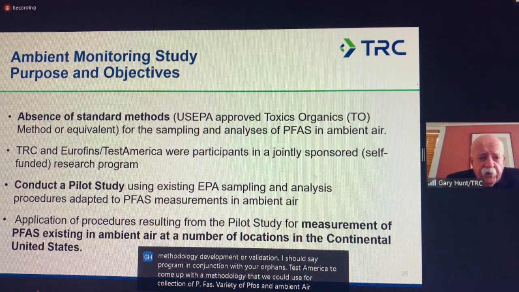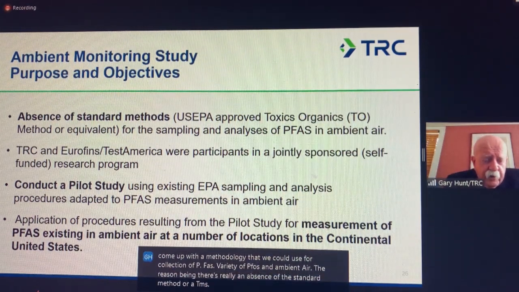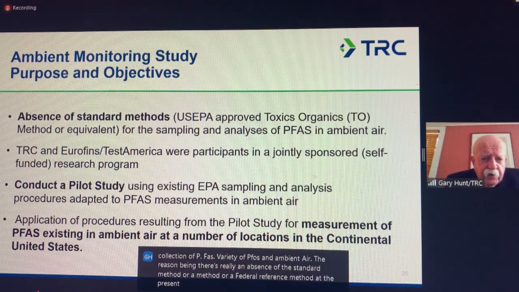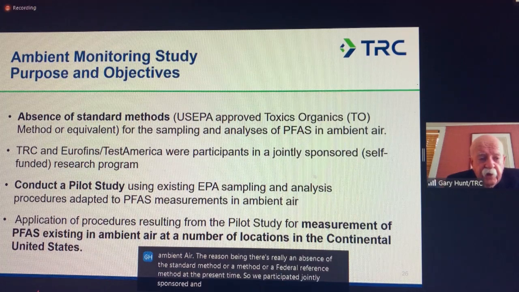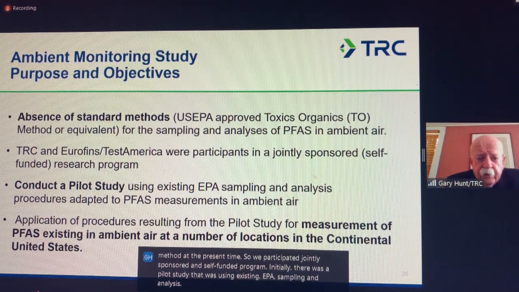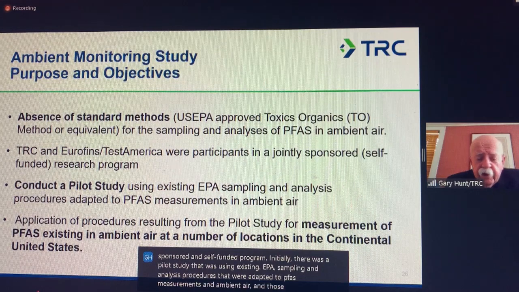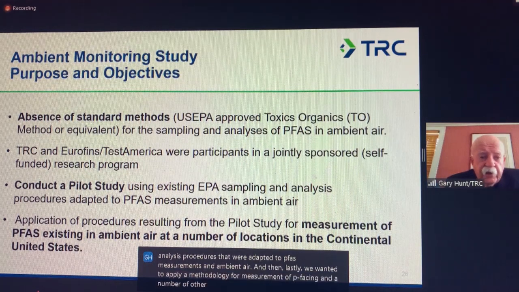The reason being there's really an absence of a standard method, a TO method, or a federal reference method at the present time. So we participated in a jointly sponsored and self-funded program. Initially, there was a pilot study using existing EPA sampling and analysis procedures that were adapted to PFAS measurements in ambient air. And then lastly, we wanted to apply a methodology for measurement of PFAS existing in a number of locations in the continental U.S., and I'll be showing you some of that data as well.